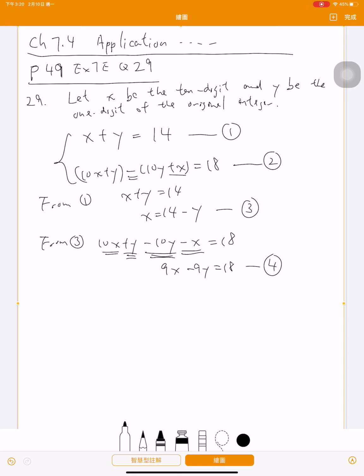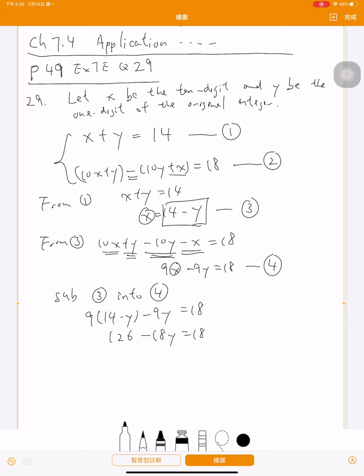Now we can substitute equation 3 into equation 4. So we have 9 times x, which becomes 14 minus y, minus 9y is 18. And there is 126 minus 18y is 18. So 18y is equal to 108. X is equal to 6. Sorry, y is equal to 6.